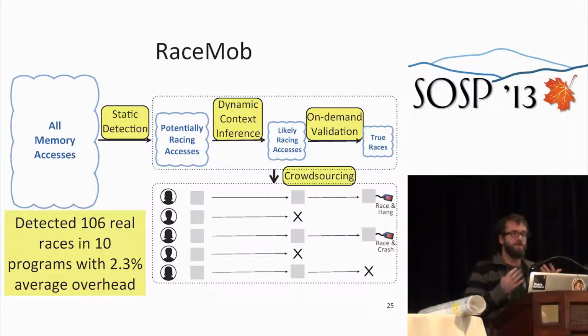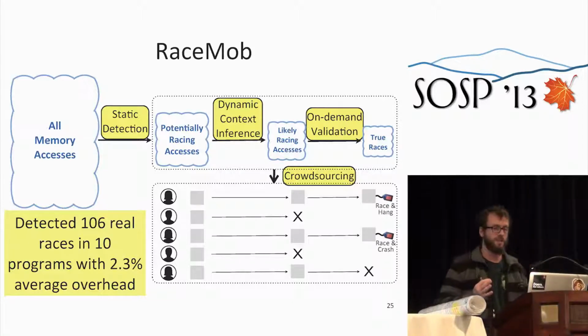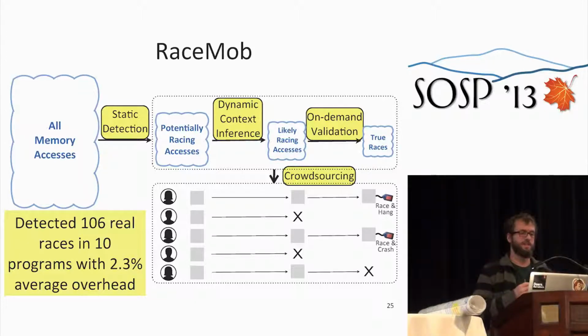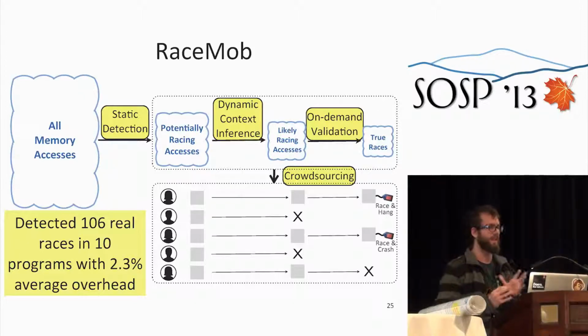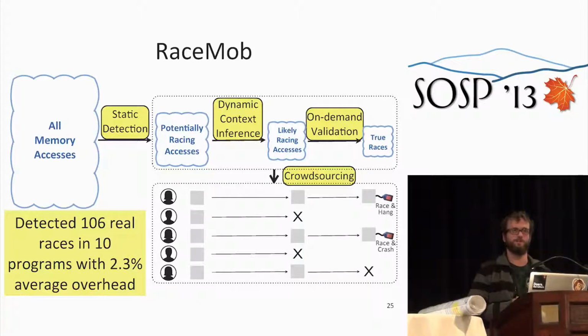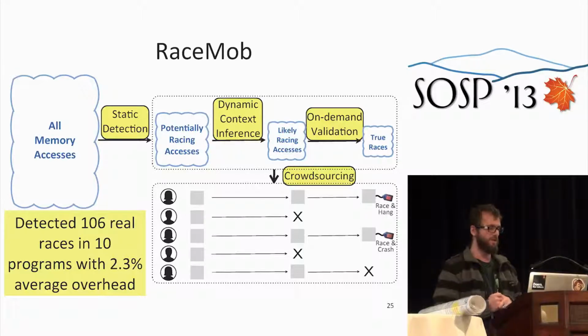Finally, by piggybacking on users' normal utilization of applications to validate races in the meanwhile, RaceMob can detect races that impact those users. RaceMob detected 106 real data races in 10 real programs with an average overhead of 2.3% per user. This brings me to the end of my talk, and I'd be happy to take your questions.